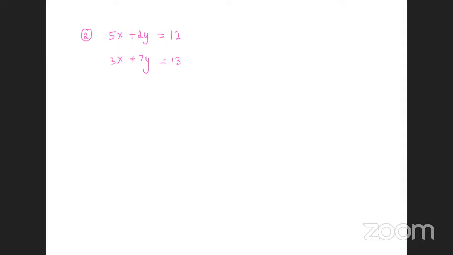Sorry, I was talking to myself earlier. So try this next one here. 5x plus 2y is 12. 3x plus 7y is 13. Okay, try it, please. Remember you have to find both answers, the x and the y value.